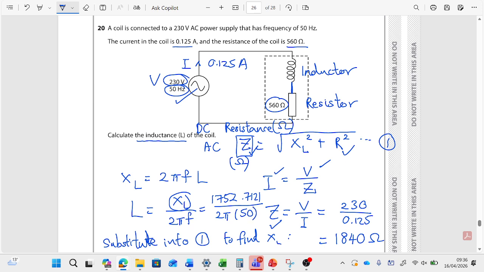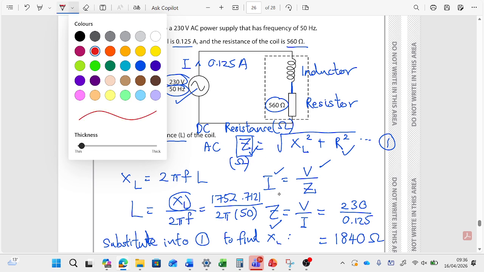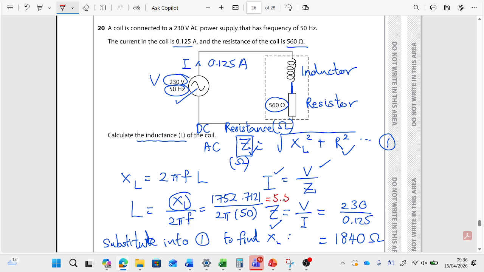Again, what is the inductance? 2 decimal places in A level, or 3 significant figures. So what's the answer? 5.58. For 1 more mark, what's the unit? Yes, the famous Thomas the Tank Engine, yeah? Very good character. That's it, 5.58 Henry.